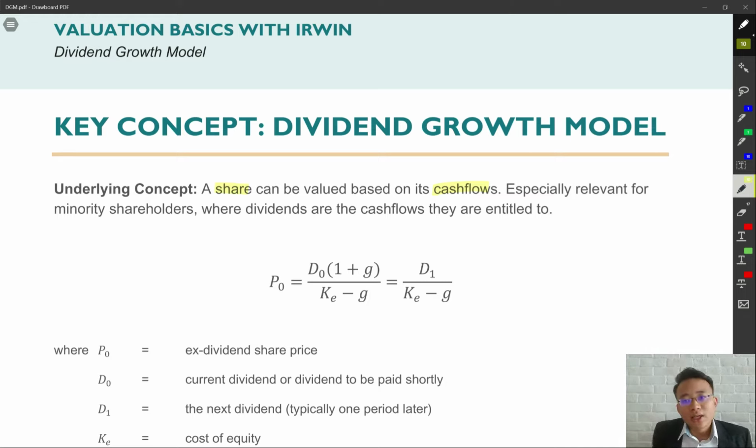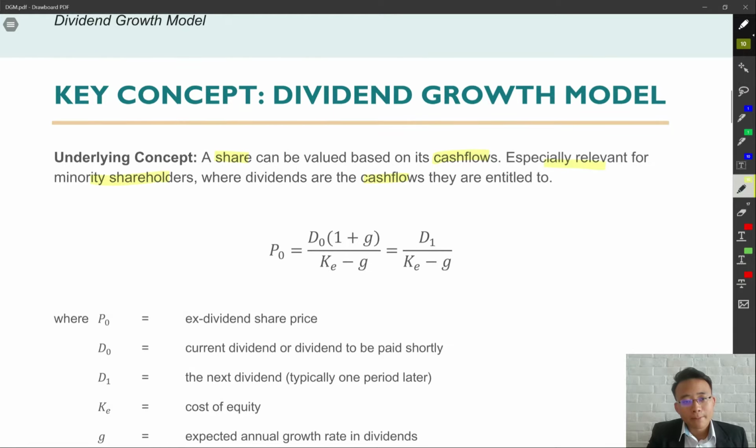So, it is especially relevant for minority shareholders where you do not exert control. You are also not able to manipulate or direct the cash flows of the company because you are a minority shareholder, and all you are entitled to are your dividends. These are the only cash flows you are entitled to.